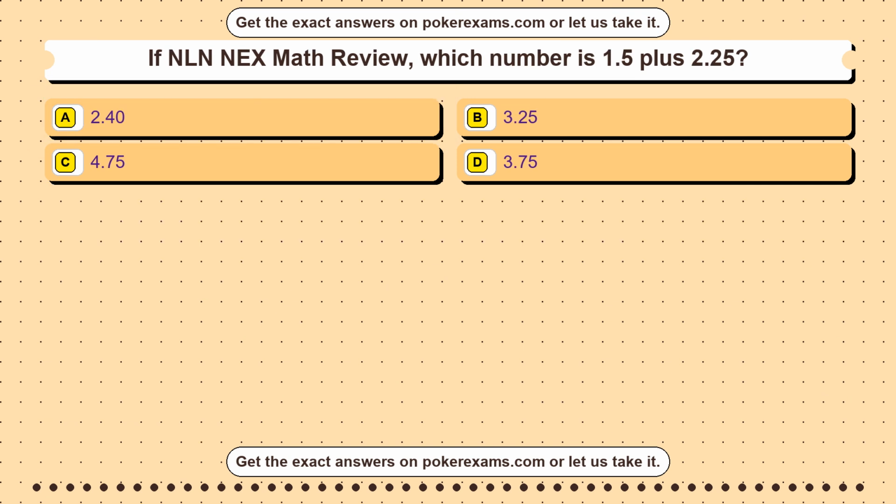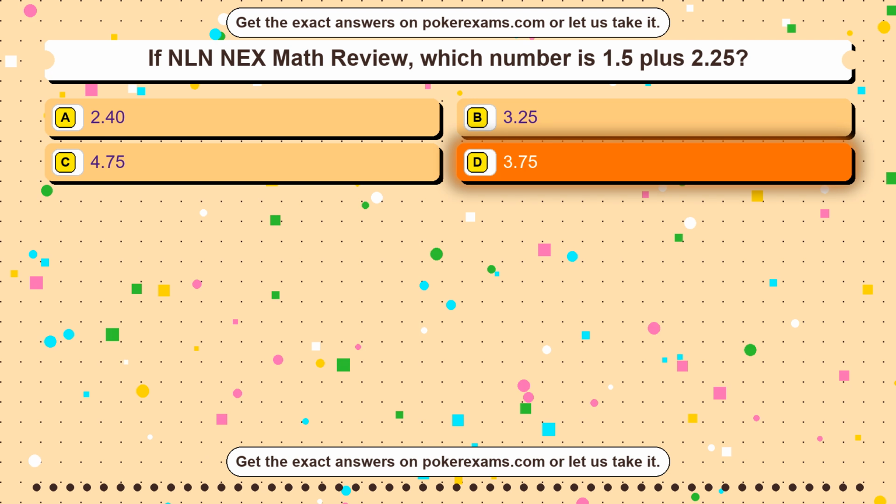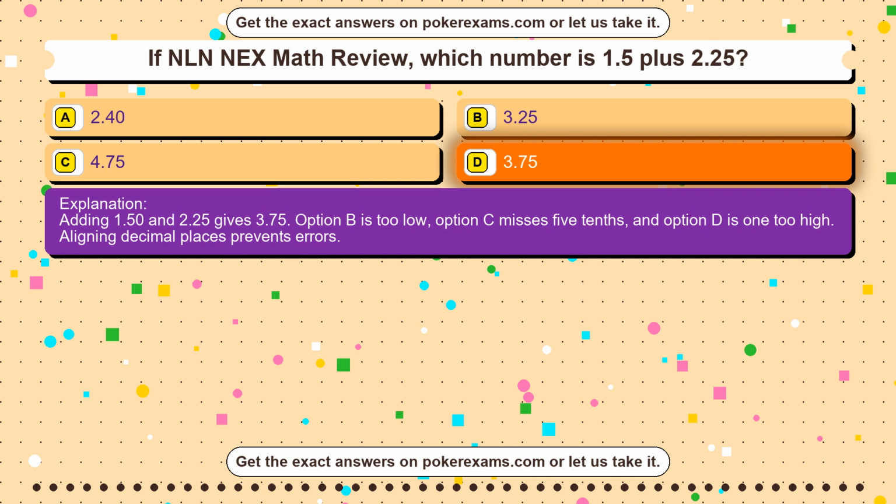Question 50. If NLN NEX Math review, which number is 1.5 plus 2.25? Option A 2.40. Option B 3.25. Option C 4.75. Option D 3.75. The correct answer is option D. 3.75. Adding 1.50 and 2.25 gives 3.75.